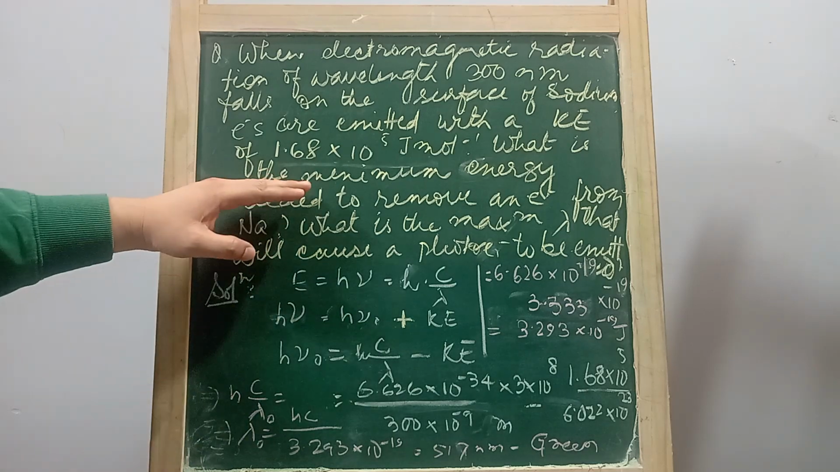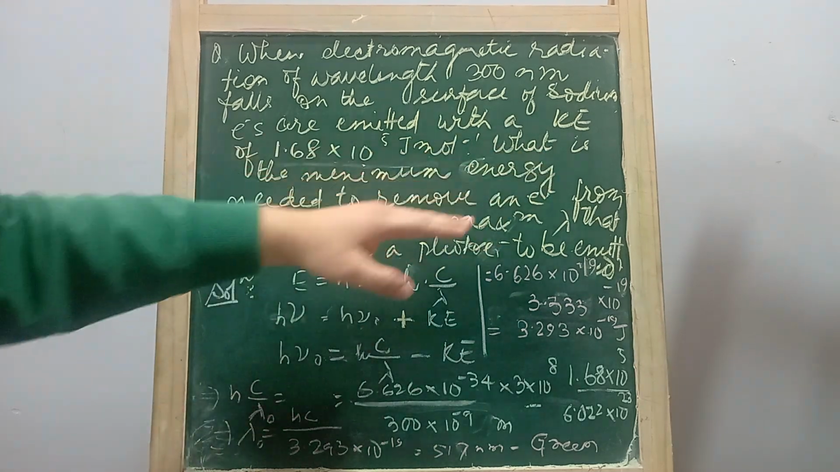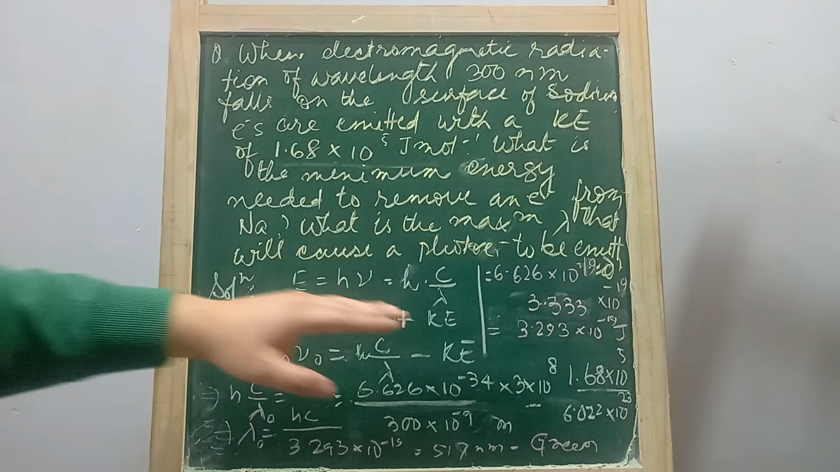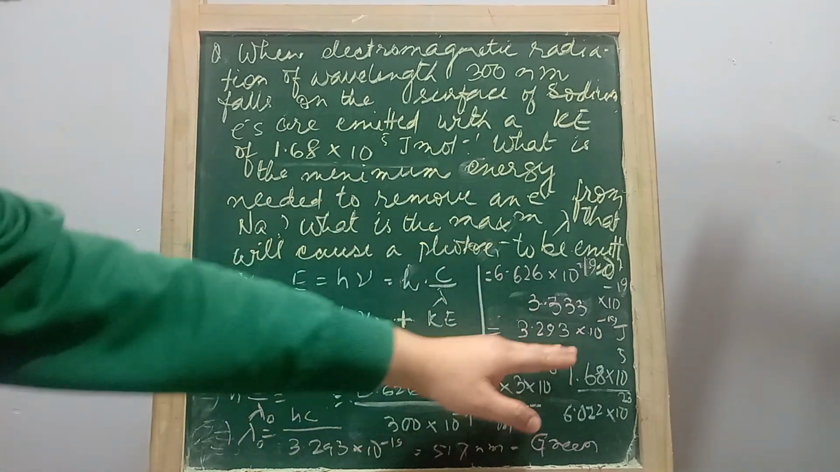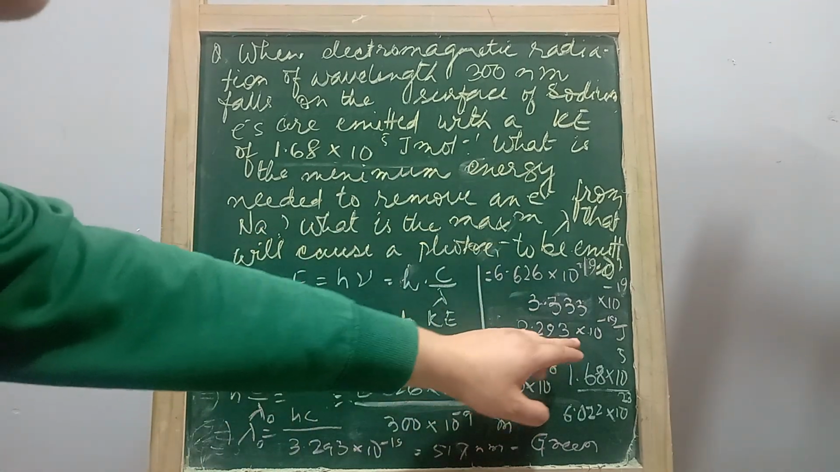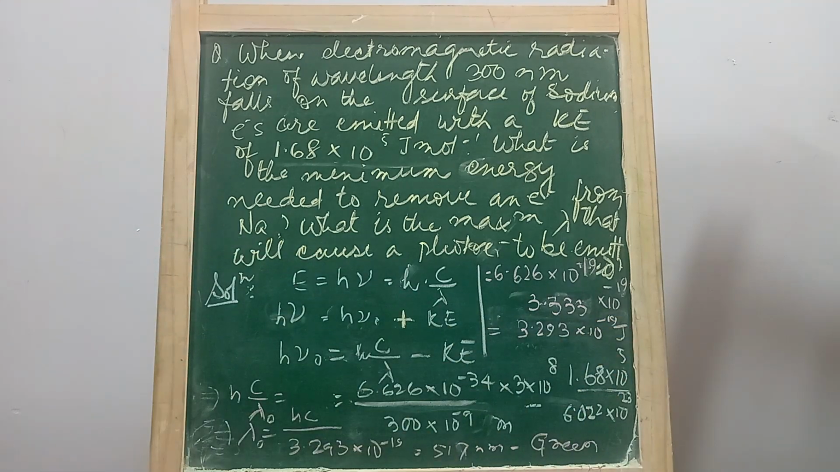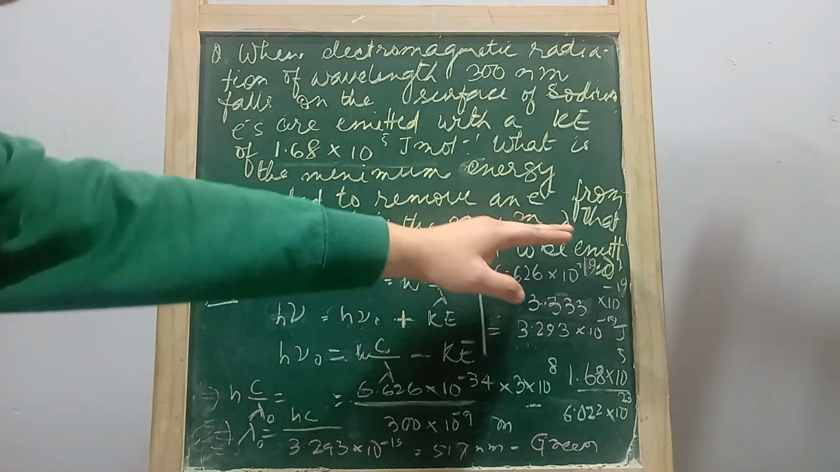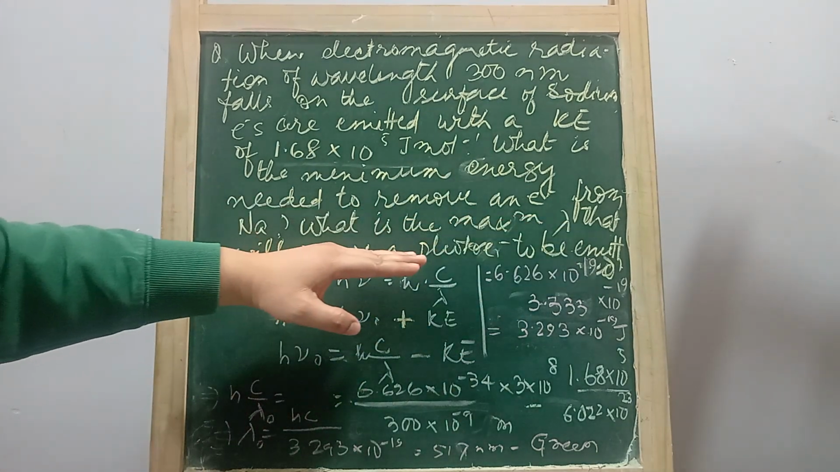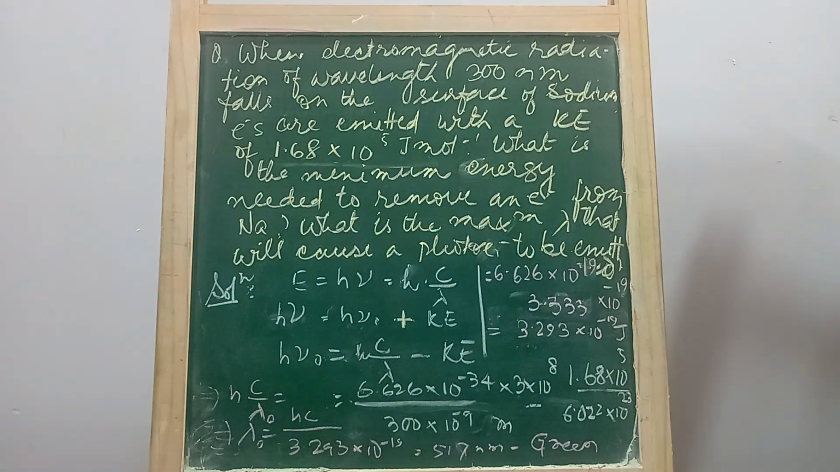So we have got the answer to the first part. What is the minimum energy needed to remove one electron from sodium? This much energy is needed: 3.293 into 10 to the power minus 19 joules after simplification. So what remains is the second part. We need to find out the maximum wavelength that will cause a photoelectron to be emitted.